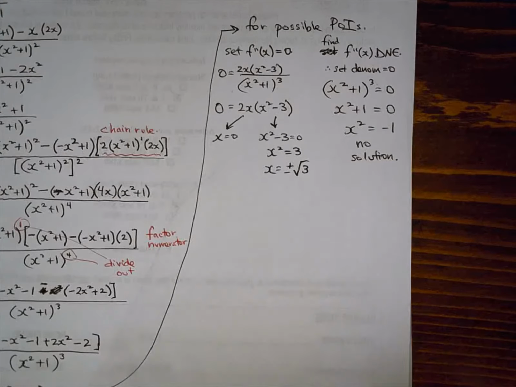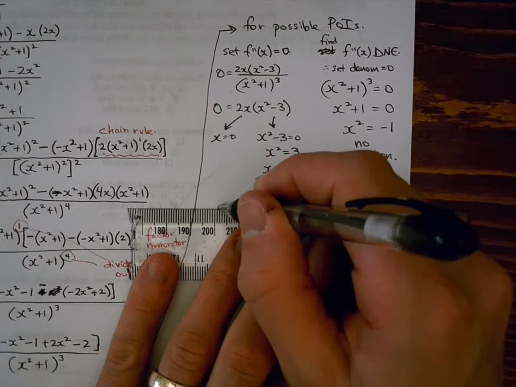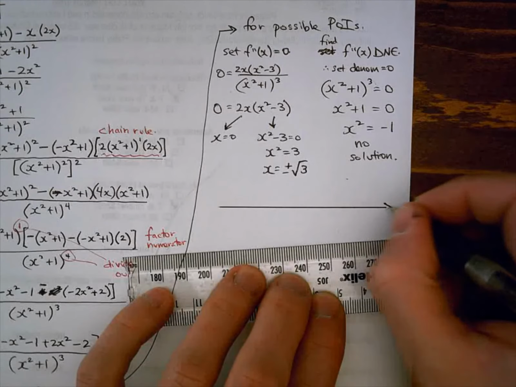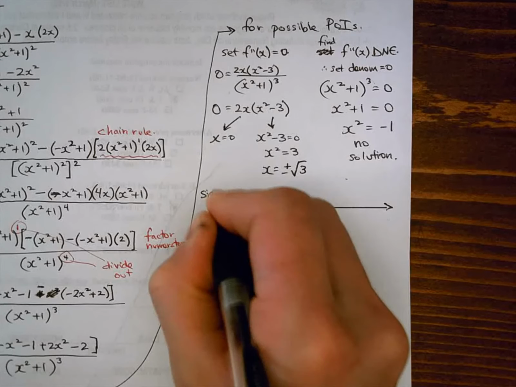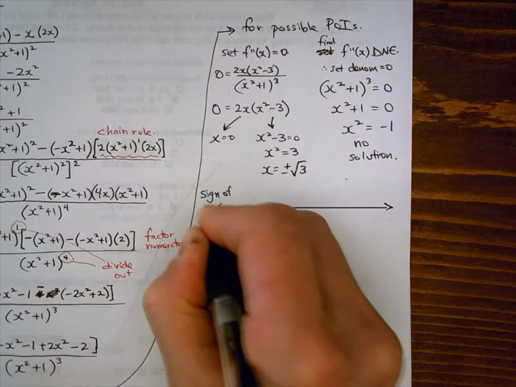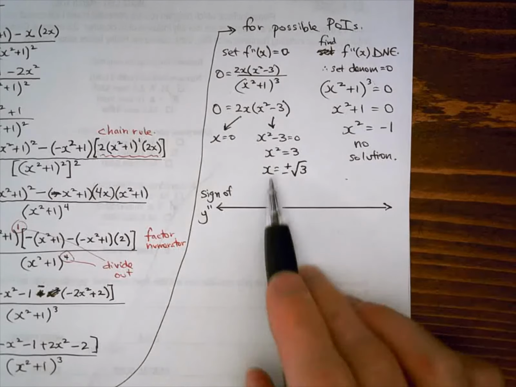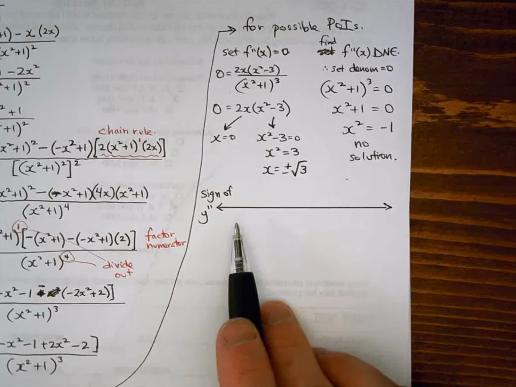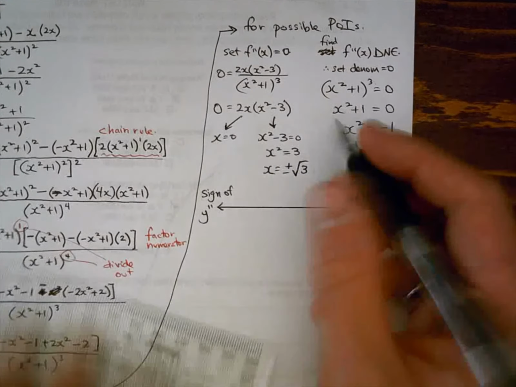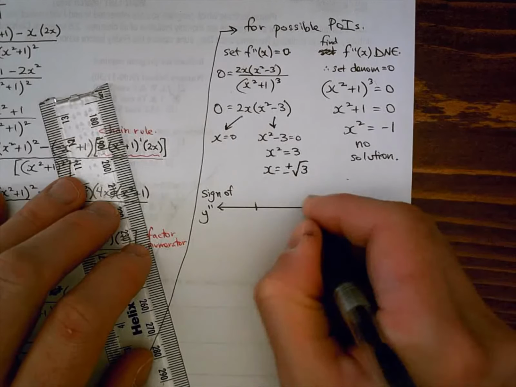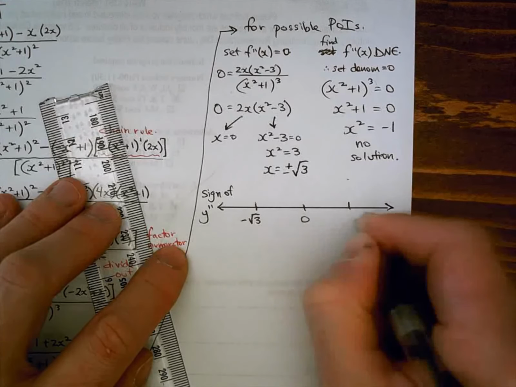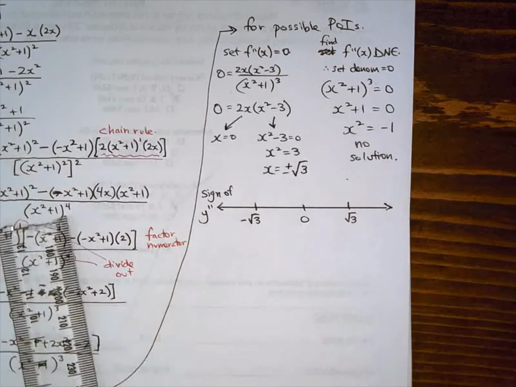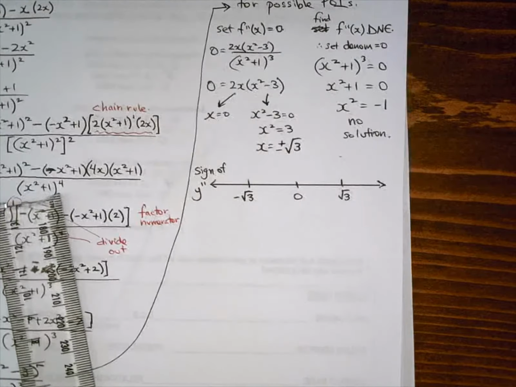Okay, so now that I have my possible POIs, I'm going to draw the sign diagram. Remember, this is the whole point of it. This helps me know if I'm looking at a positive concavity or negative concavity. So this is the sign of y double prime. I know I wrote f prime, but we've been calling it y double prime in this question. And the points that I have are going to stress you out a little bit. They're negative root 3, 0, and positive root 3. Now, don't worry too much about those numbers. You'll find out it's not going to be the worst thing in the world.